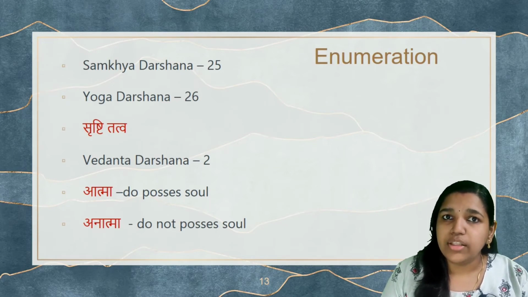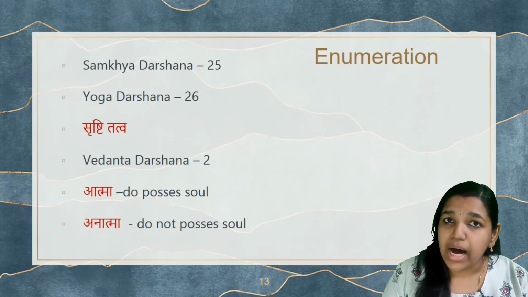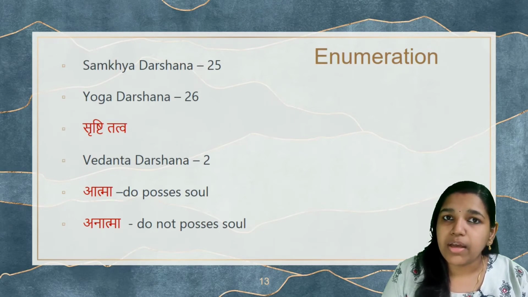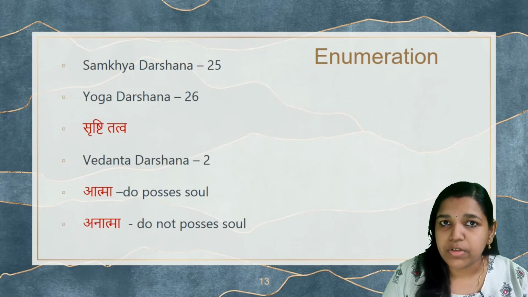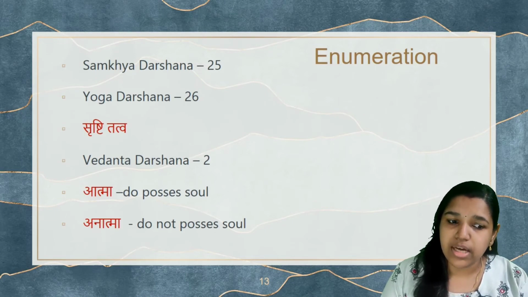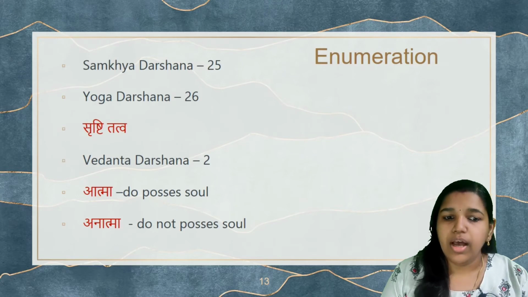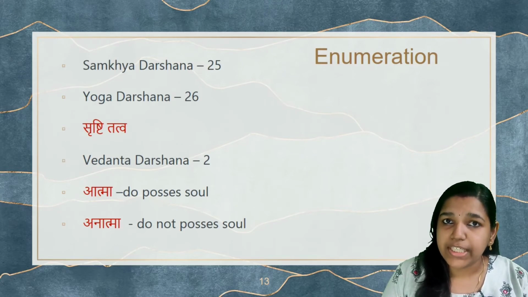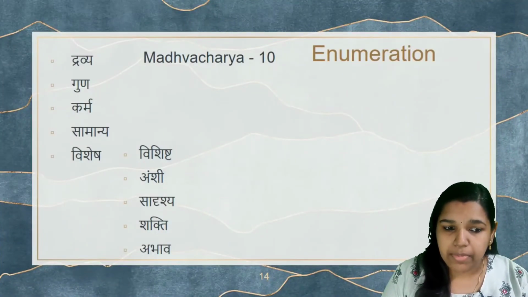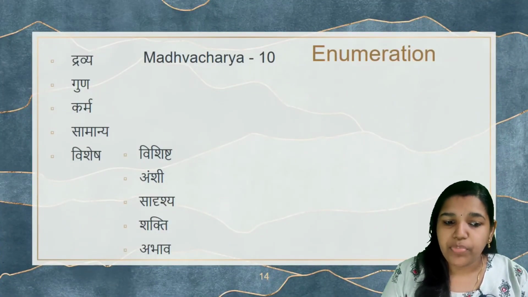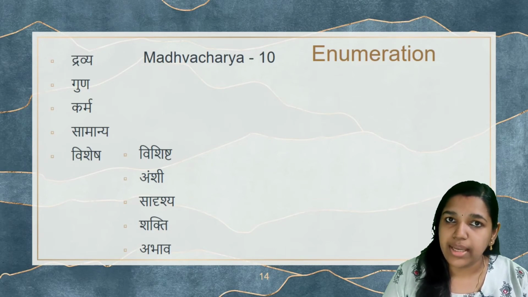In Vedanta Darshana, two types of Padarthas are accepted. They are Atma and Anatma. Atma means that which possesses the soul or Atma, and Anatma means that which does not possess the soul. So the two types of Padarthas accepted by Vedanta Darshana are Atma and Anatma. Madhvacharya has accepted 10 Padarthas. They are Dravya, Guna, Karma, Samanya, Vishesha, Vishishta, Amshi, Sadrishya, Shakti and Abhava.